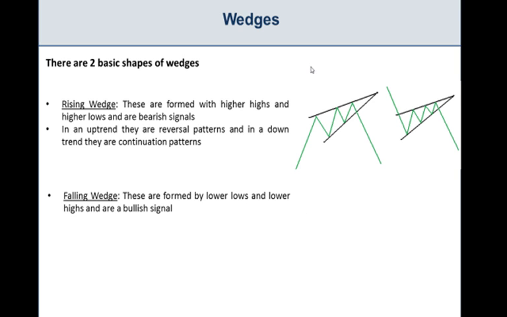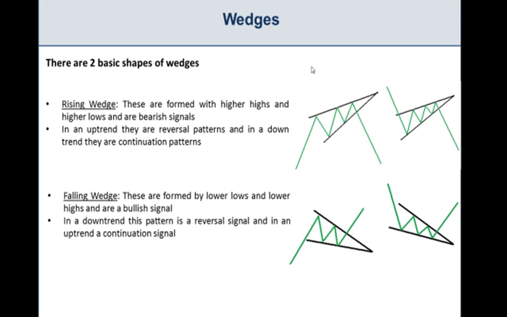And the second basic shape of wedge is the falling wedge. These are formed by lower lows and lower highs and are bullish signals. In a downtrend this pattern is a reversal signal, and in an uptrend it is a continuation signal. And this is how they look.